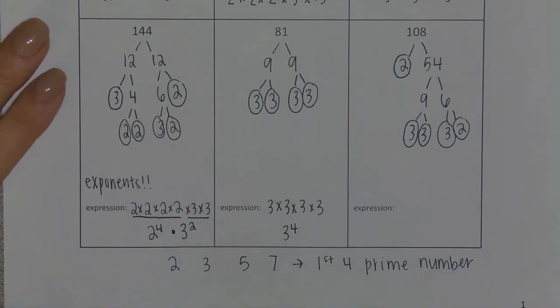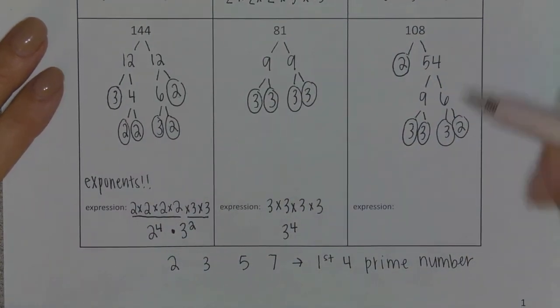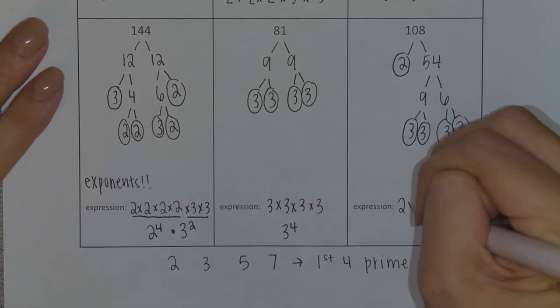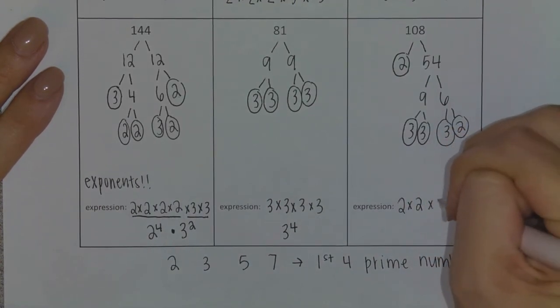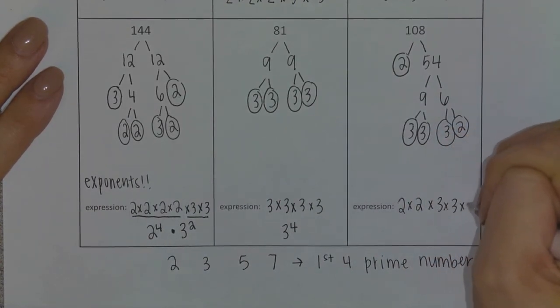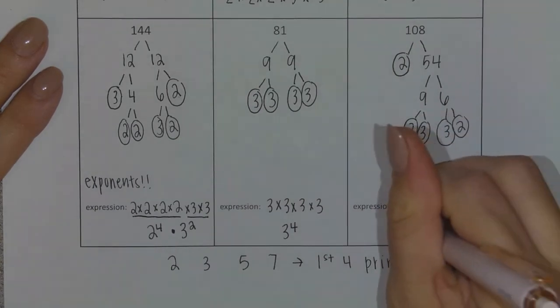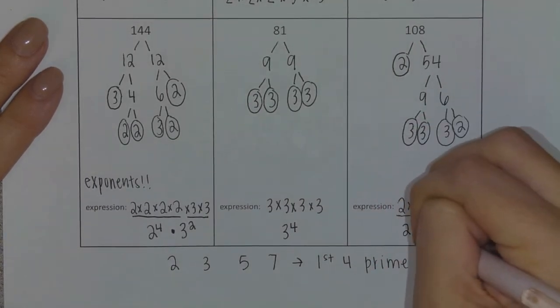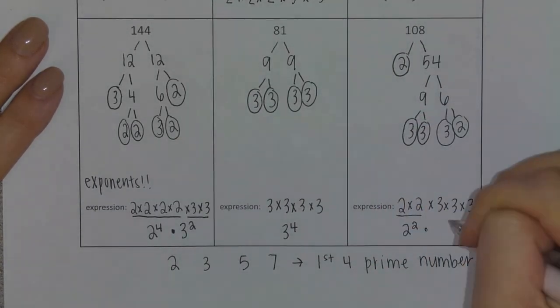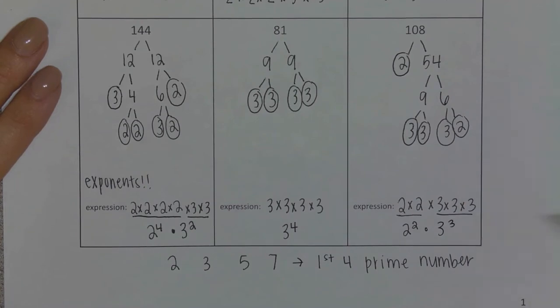Okay, so again, when I go to write my expression, the long way, the expanded way, would be 2 times 2 times 3 times 3 times 3. But using exponents, it would be 2 to the power of 2 times 3 to the power of 3. Ooh, that's satisfying. I like that.